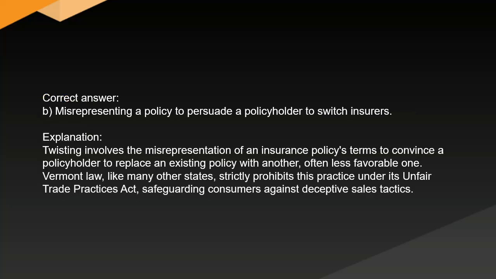Correct answer. B. Misrepresenting a policy to persuade a policyholder to switch insurers. Explanation. Twisting involves the misrepresentation of an insurance policy's terms to convince a policyholder to replace an existing policy with another, often less favorable one.